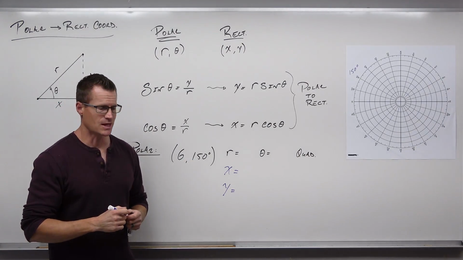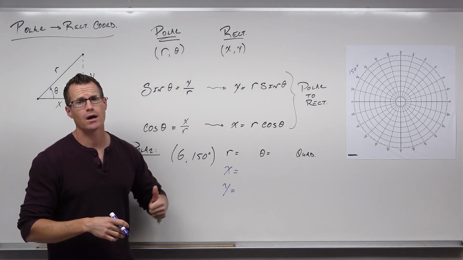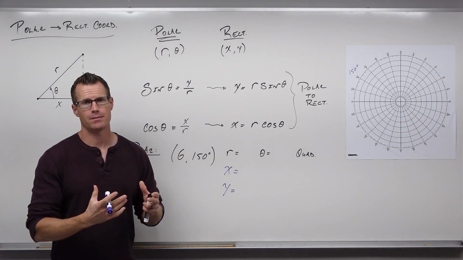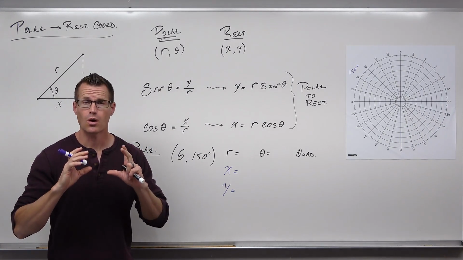Let's take a look at this example. So we have a point in polar coordinates 6, 150 degrees. Think about what that means. These polar coordinates, or these points in polar coordinates, are always ordered.